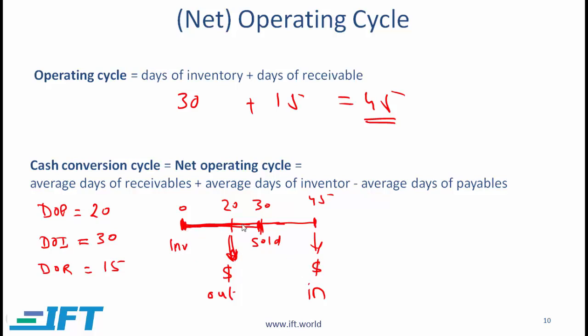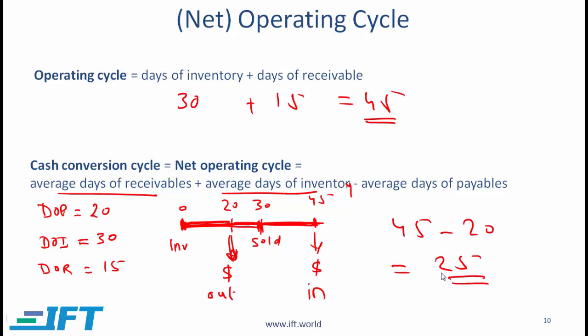So we take the overall operating cycle of 45 days, which is days of receivables plus average days of inventory, and then we subtract the days of payables. So 45 minus 20 is equal to 25. That's this period over here. This is the net operating cycle or the cash conversion cycle.